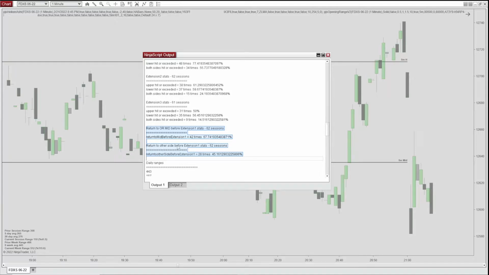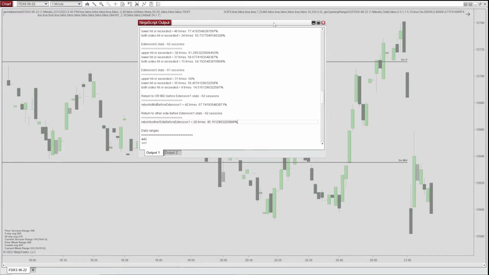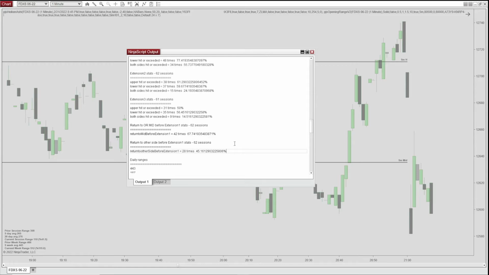Return to the other side, which is pretty much complete reversal of the bar before you get stopped, 45%. So the thing we've got to do now is actually work out if scaling or fixed targets and so on, we can actually make anything from this. Or if I can make anything from this.